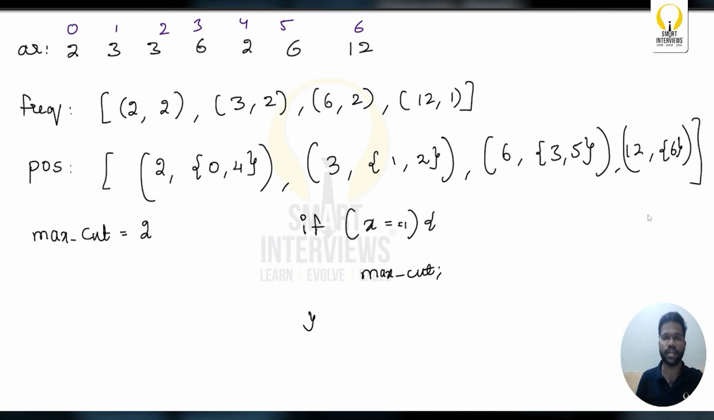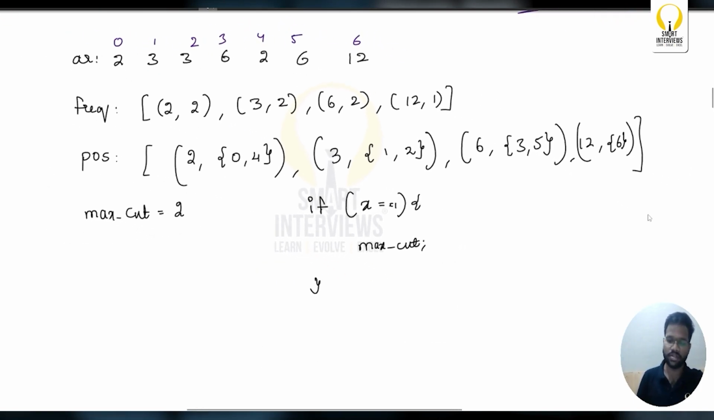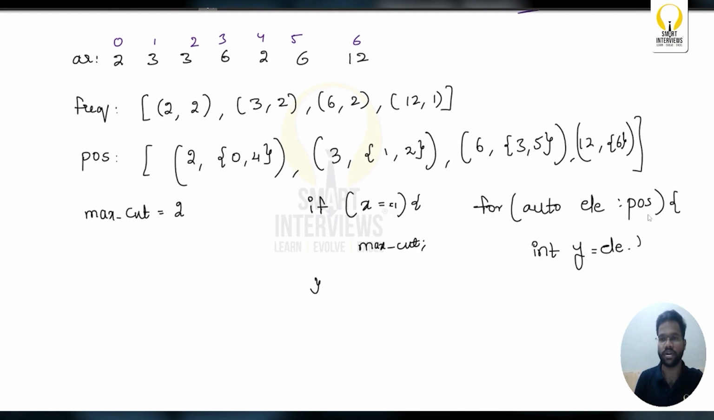If this is not the case, I'll start iterating on this position array using a for each loop. So for auto element in the position, I will get the first element. Let's say int y is equal to element dot first. Okay, this is a pair, and this is a pair. So the vector is of type pair of int comma pair of int comma.